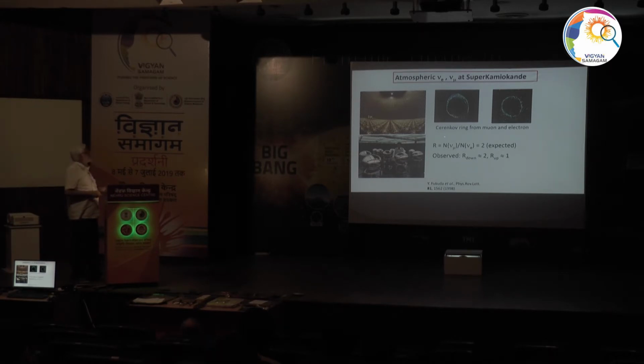And this is exactly what I said. You expect a ratio of muon to electron type neutrinos of 2, and you observe 2 for the downgoing ones, but not for the upgoing ones. And this has led to the Nobel Prize, as I said.